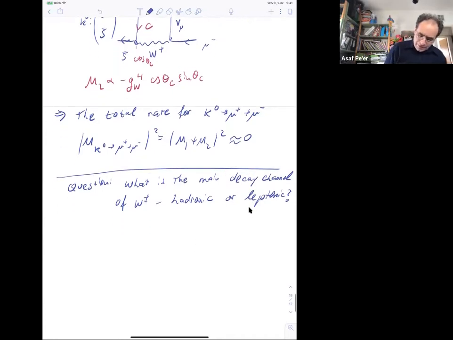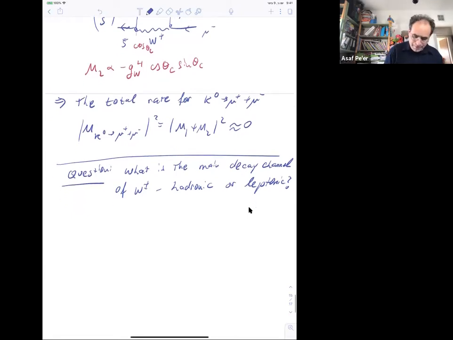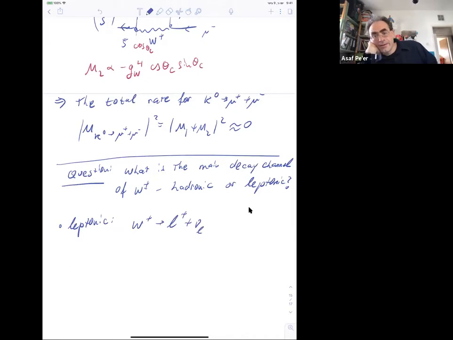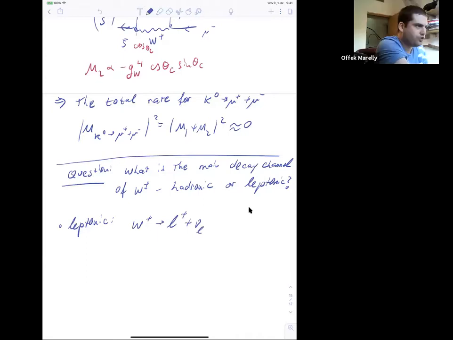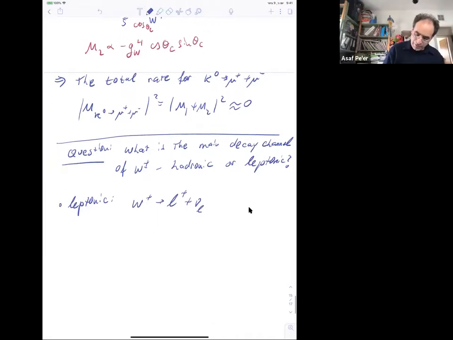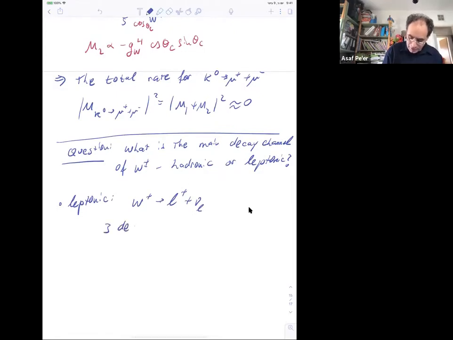Okay, let's try to answer this question. If it's leptonic, if the W, let's say plus, would go into a lepton plus neutrino, what do we know about leptonic decay? We know that there is no generation mixing, right? So how many decay channels are there? Three, one for each generation? Exactly, very good. So we have 3 decay channels.